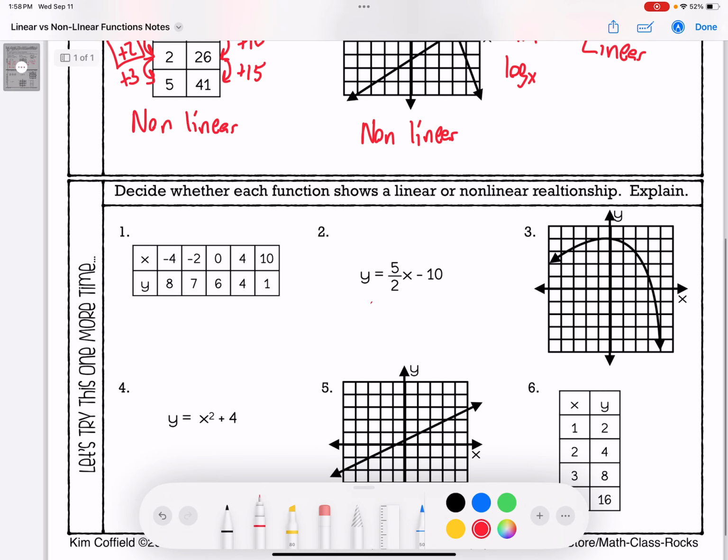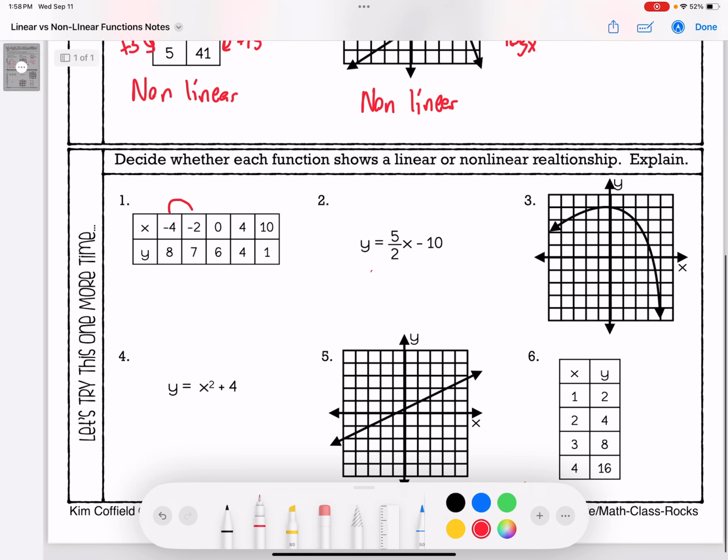So looking at our problems below, we're going to do the same thing for our table. From -4 to 2, we would add 2. To get from 2 to 0, we would add 2. To get from 0 to 4, we would add 4. So because I got a different rate of change, this is nonlinear.